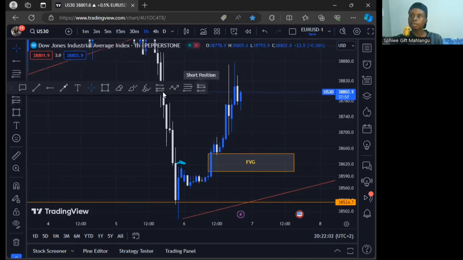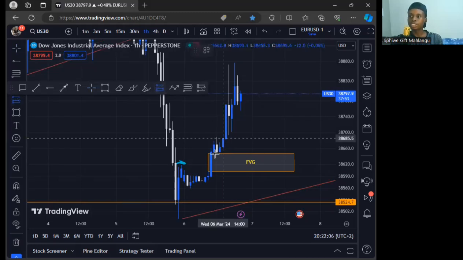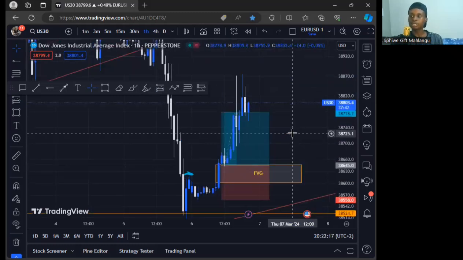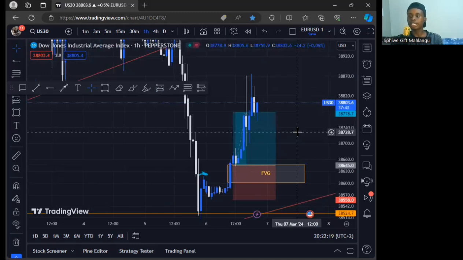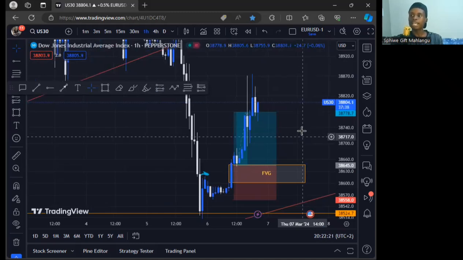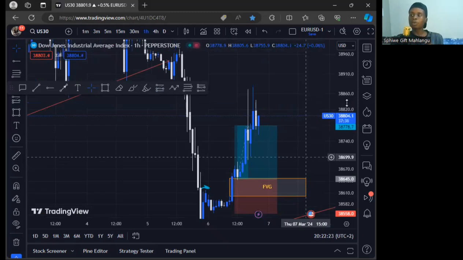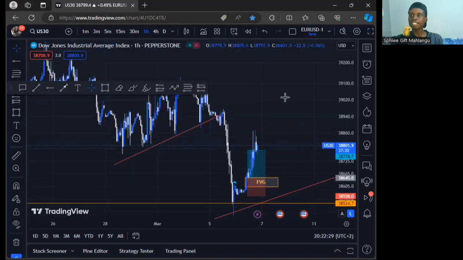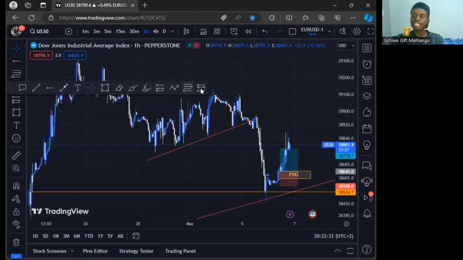So where do I enter? Well, you enter, let's say, a long position, right? If you enter a long position, my stop loss could be just below this previous swing low, right? And then, where is my take profit? Well, my take profit will be the difference between the high and the low.